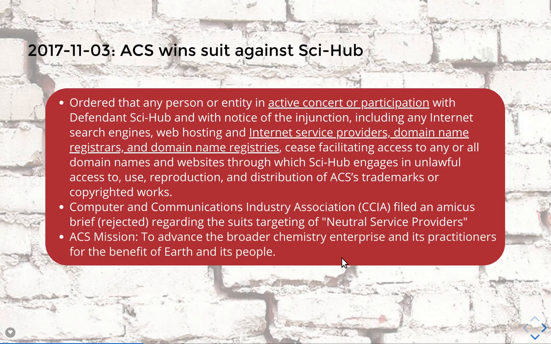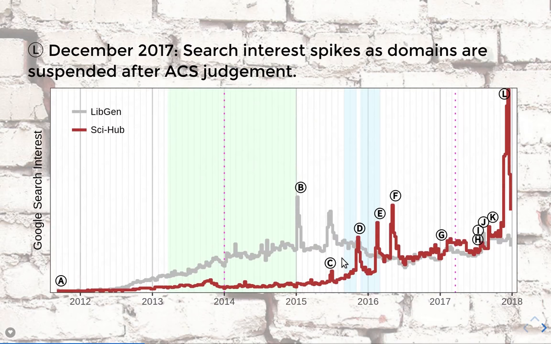I think it's a little bit interesting and ironic, perhaps, that the ACS mission is to advance the broader chemistry enterprise and its practitioners for the benefit of Earth and its people. So it's really a society that's devoted, or says they're devoted to doing good, but yet they are now setting precedent for a less free internet through this proceeding. On December 7, 2017, these domains get suspended due to the ACS judgment, and there's a huge spike in interest. So if we compare the last time that there was a service outage, which is D to L, you can see just in the last 2.5 years, there's been maybe a quadrupling by this metric in the interest and usage of Sci-Hub.